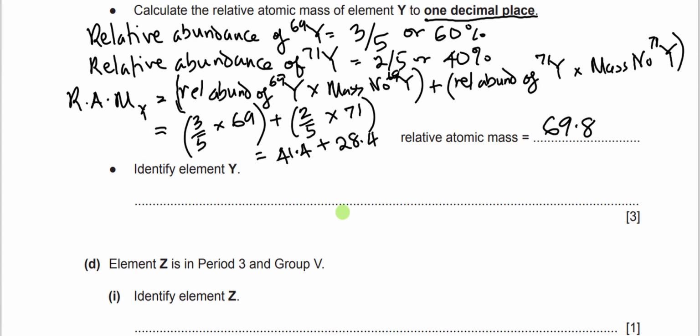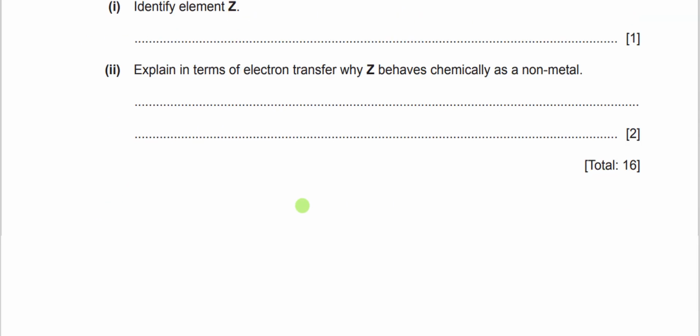So you're now told to identify element Y. To identify element Y, we need to go to our periodic table and look for the element with relative atomic mass 69 or almost 70. For convenience sake, the relative atomic mass is always expressed as a whole number, except for chlorine that is in the middle, right? So let's quickly go to our periodic table and check.